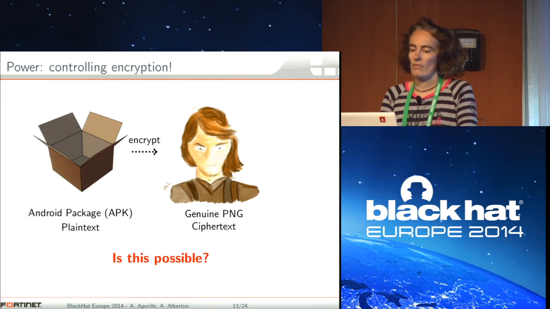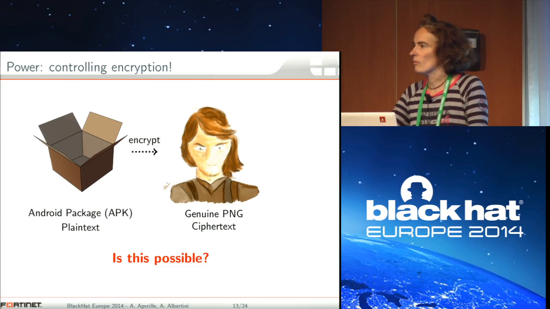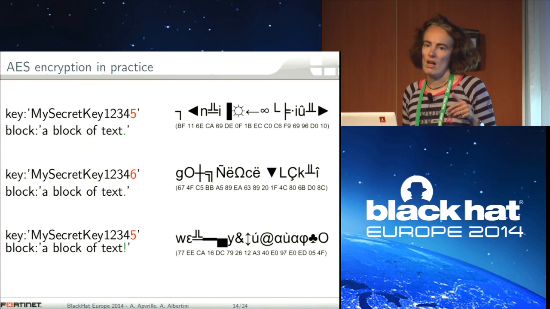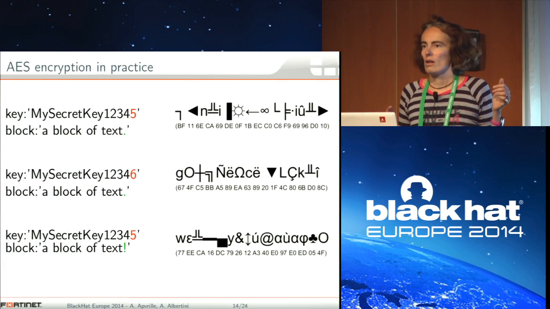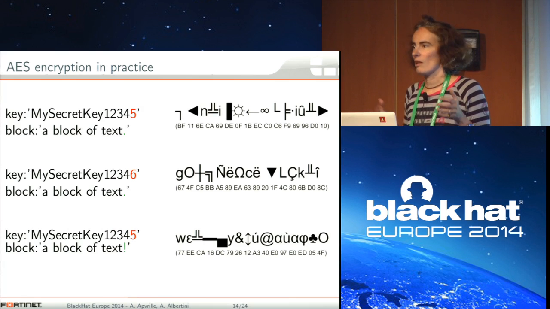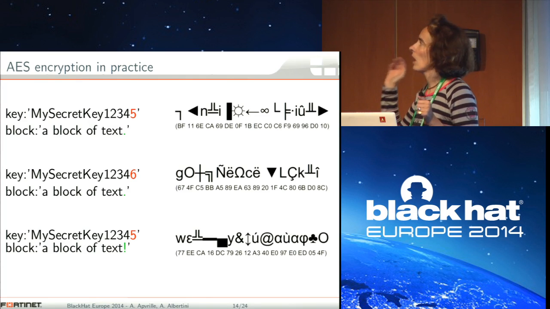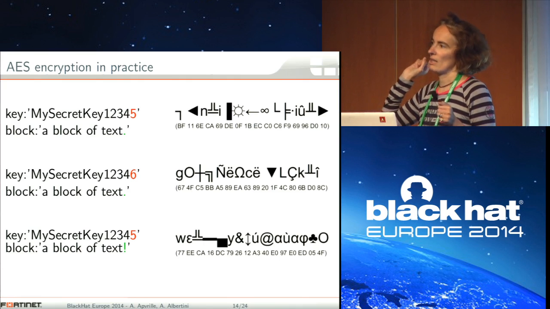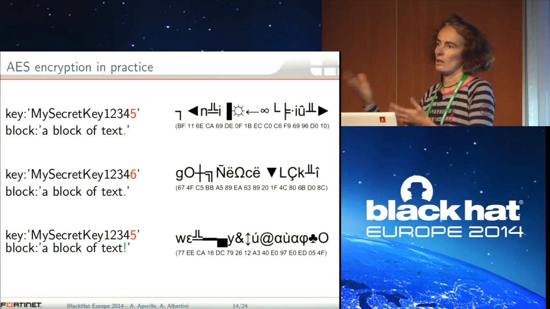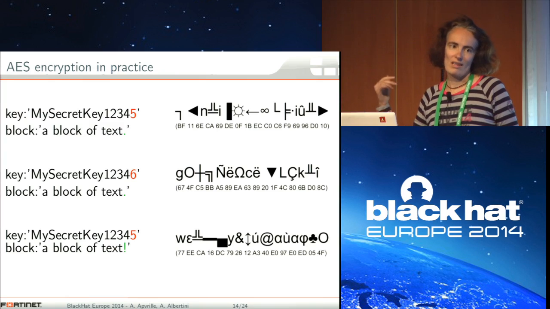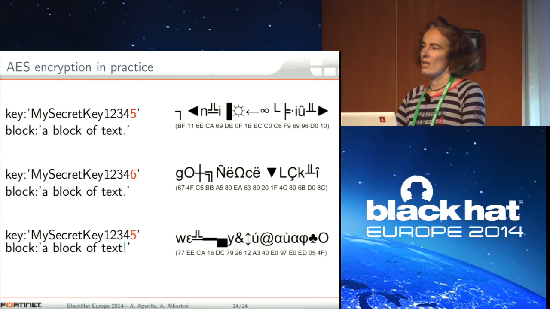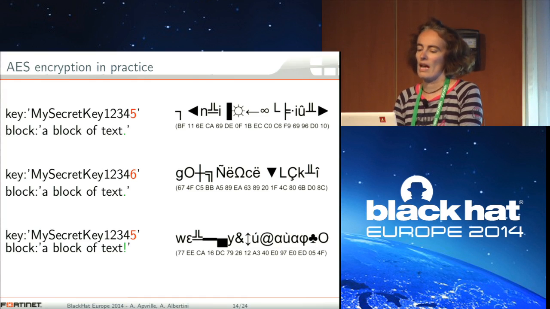Is this possible? Well, at first sight, of course, it does not look possible because I don't know if you've ever tried, but whenever you change a single byte of a plain text or a single byte of a key, you get a ciphertext which is totally different. Here you've got on the left-hand side the plain text, and on the right-hand side the ciphertext. You see they look totally different, and there's absolutely no way that the ciphertext can look like a valid image.